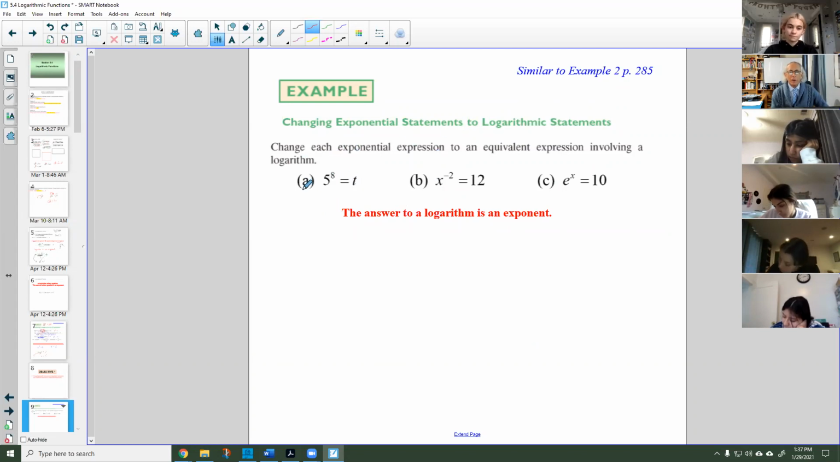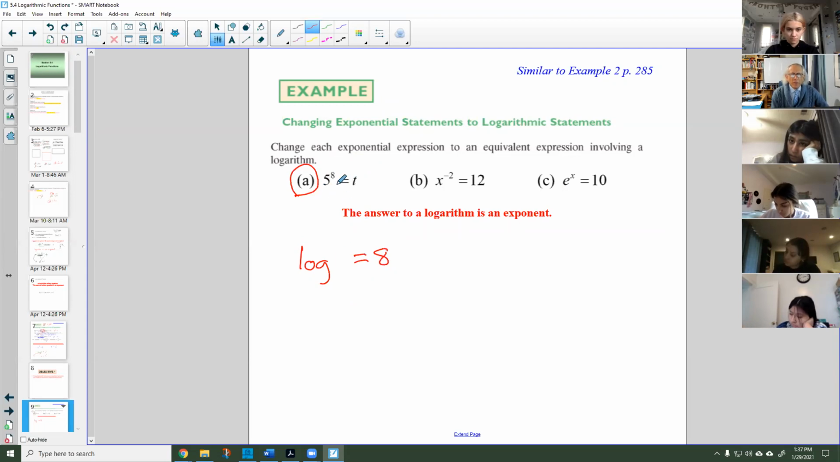So I'm going to do this one, and then I'm going to have you guys do the next two with the magic ball. I know that a logarithm is an exponent. I need to change these into logarithmic form. So I know that's going to have log, so I'm just going to start with log. And I know that a logarithm is an exponent. Well, the exponent in this expression right here is 8. So I know that's what it's equal to. That's the exponent.